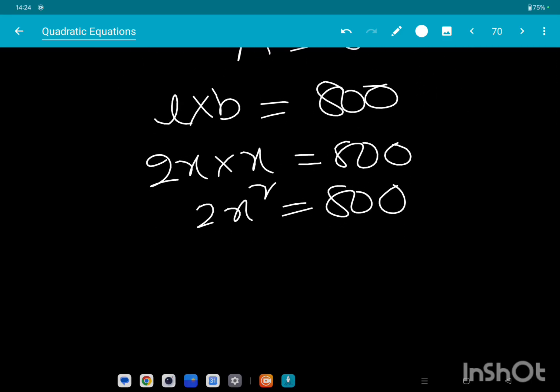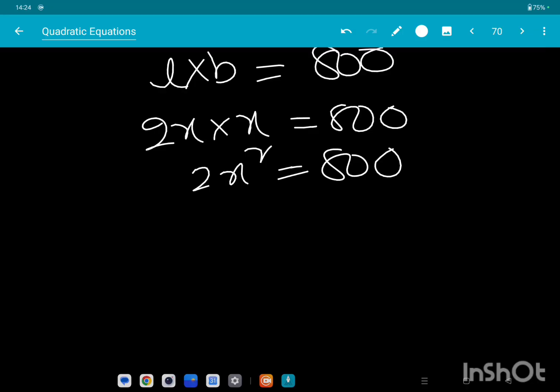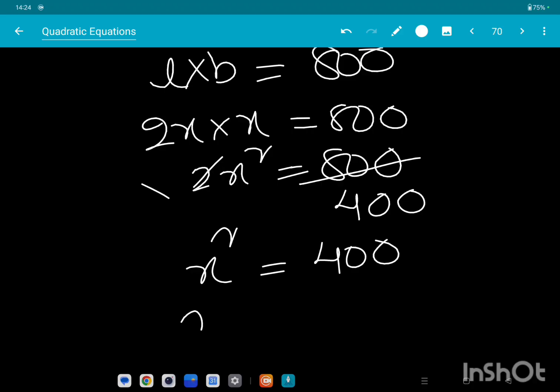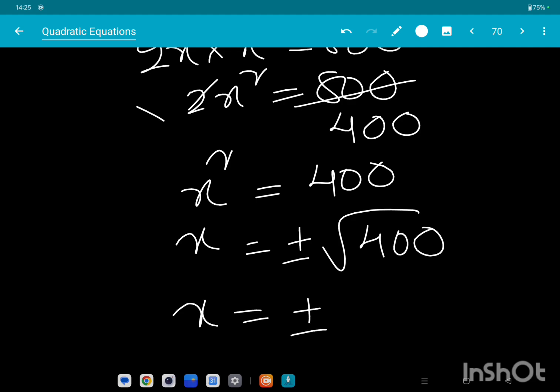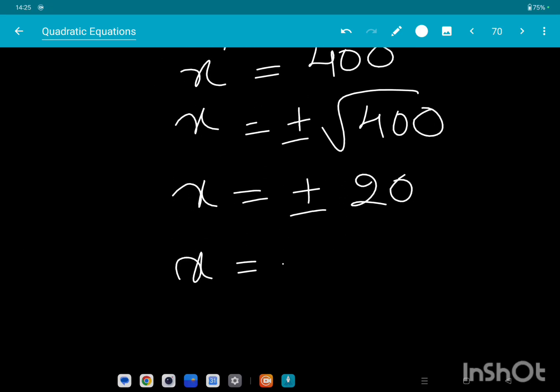Is it possible or not? Yes, it is possible because we can find the x value here, right? So 2 1s are 2, 2 4s are 8, 2 0s are 0, 200. x square is equal to 400. x is equal to plus or minus root of 400. Plus or minus root 400 means what is the value of root 400? It is 20. So x values are plus 20, minus 20.